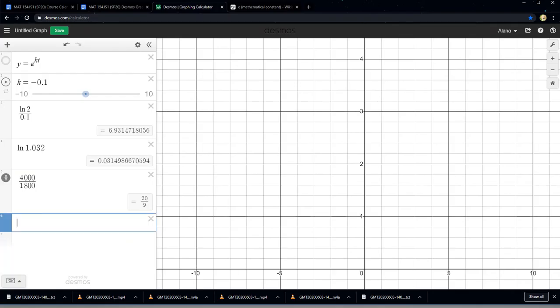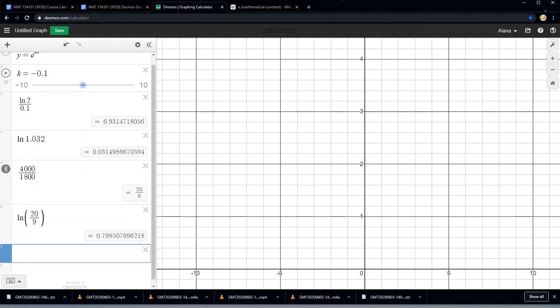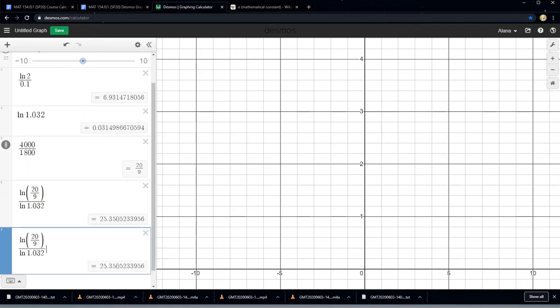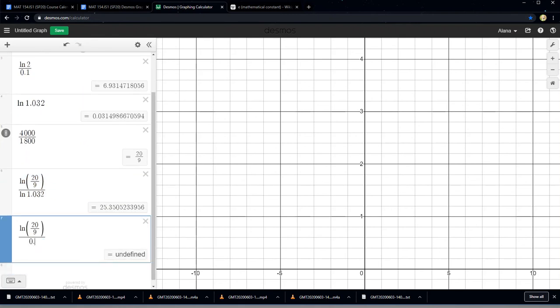Okay, so if I take the natural log of 20 divided by 9, and then I divide that by the natural log of 1.032, I get that answer. If I take the natural log of 20 divided by 9, and then I just divide it by 0.0315, you can see they're pretty much the same. They start changing around the hundredths decimal place. So this one's 4945 and this one's 5052. But it's close enough. So it's 25.35 years.